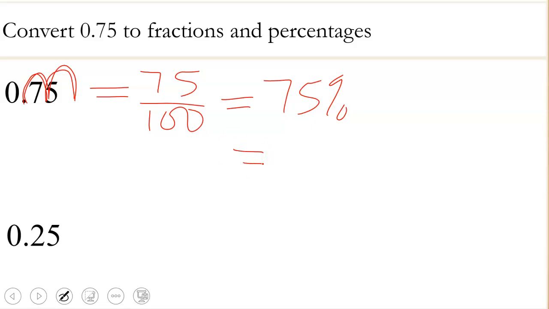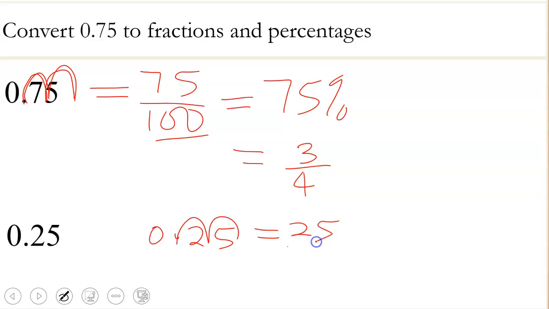Again, to the lowest form, I can pick a number to divide both 75 and 100. If I pick 25, which is the easiest of all, 25 can divide 75 as 3, and 25 can divide this as 4. So I get 3 over 4. The last one we want to talk about is 0.25. 0.25 also can be written as 25 over 100, because I move the decimal point 2 times, so it will be over 100.